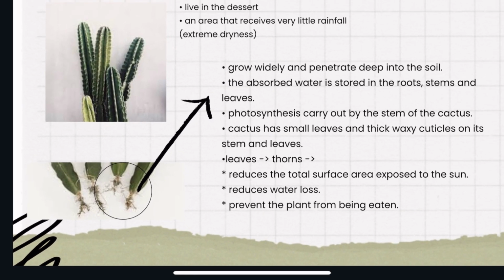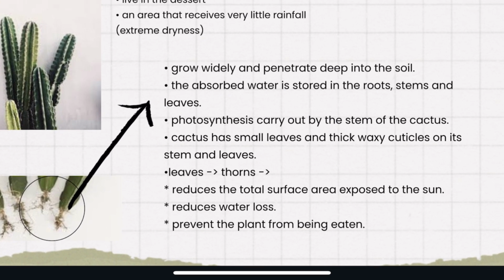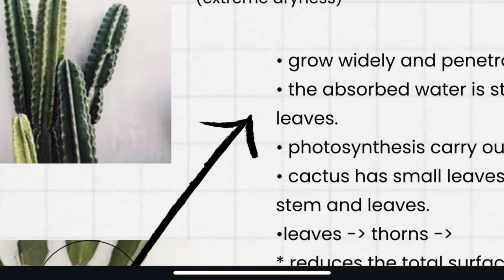What is the function of the root of the cactus? First, they grow widely and penetrate deep into the soil. Second, the absorbed water is stored in the roots, stem, and leaf. Photosynthesis is carried out by the stem of the cactus. Cactus has small leaf and thick waxy cuticle on its stem and leaf. So in here.